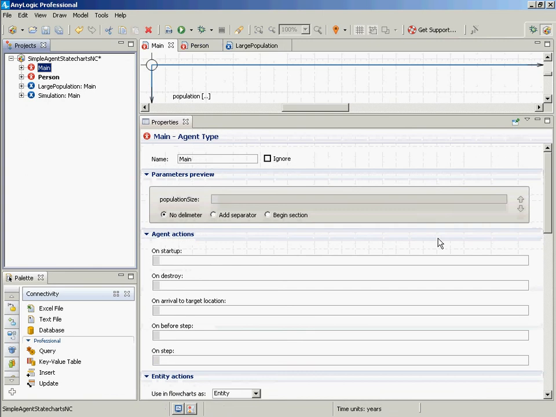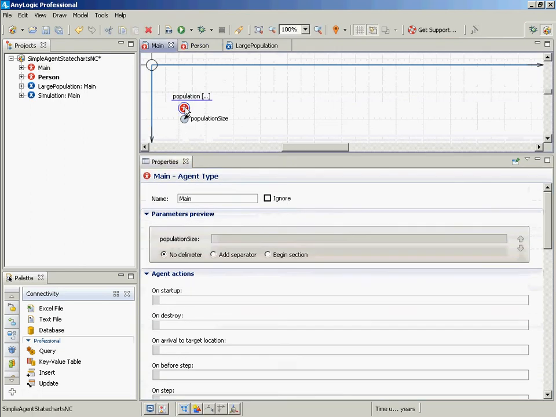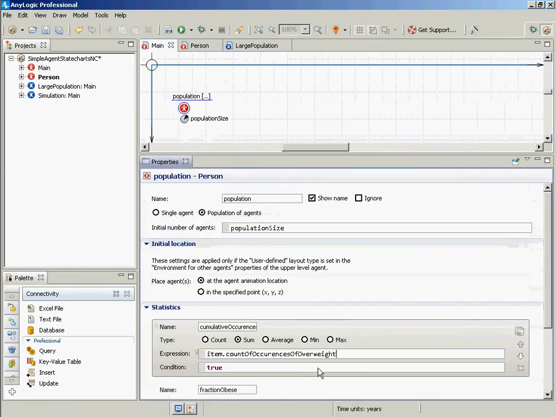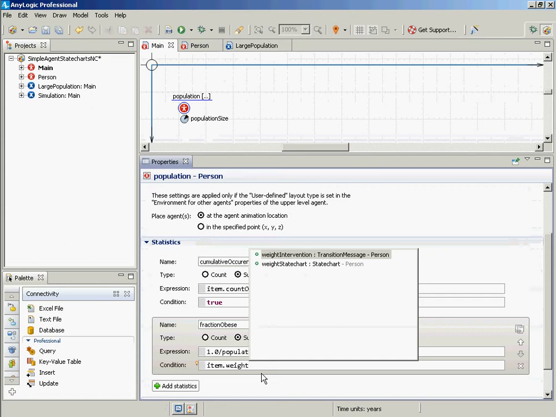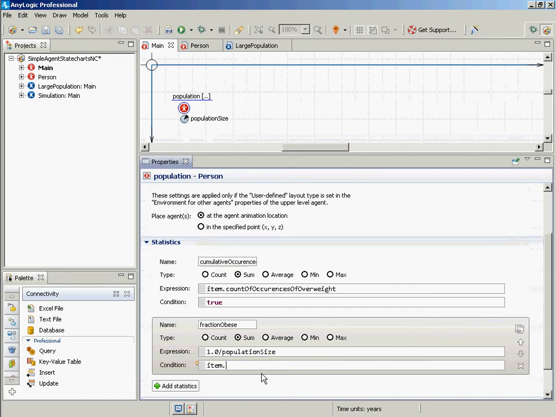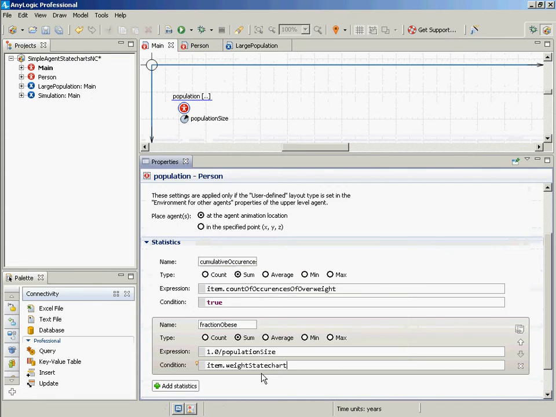So let's go back here. We want to go to the population, because it's populations where we define statistics, and we want to find out for fraction obese whether they're in that state. To ask whether that person is in that particular state, it's a state in a what? It's a state in a state chart. So we have to ask their state chart, hey, are you currently in this state? So we need to ask the weight state chart. I'm typing item dot WEI, control space, state chart. We're going to ask the state chart, are you in this state?